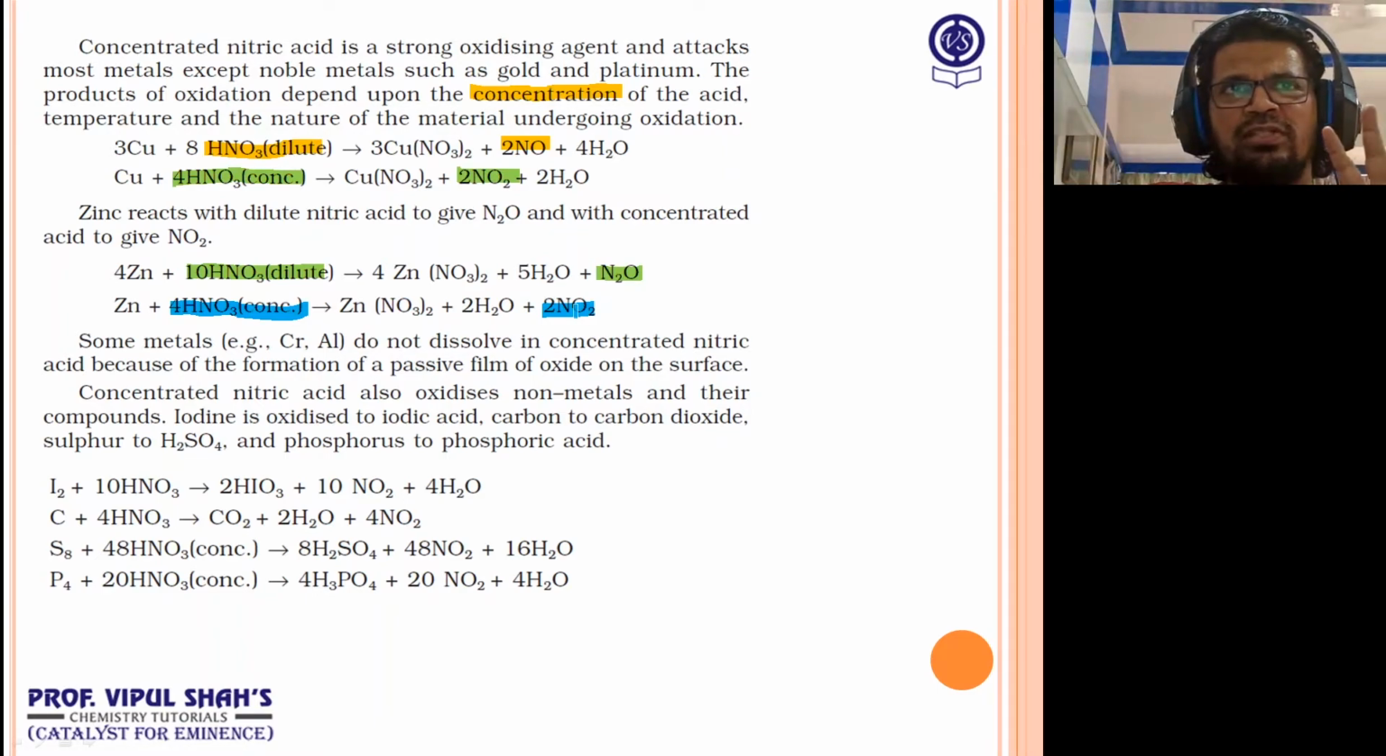That's nitrous oxide. Then some metals, chromium, aluminum, do not dissolve in nitric acid because they form a passive film. If anybody remembers, an oxide layer is observed. Aluminum forms a layer of alumina. Same way chromium forms a layer of chromium oxide. That's what we see on steel. The shine on our steel vessels is because of the formation of a layer of chromium oxide.